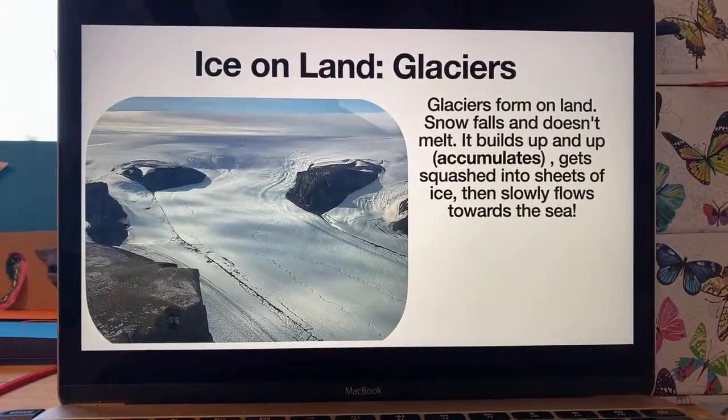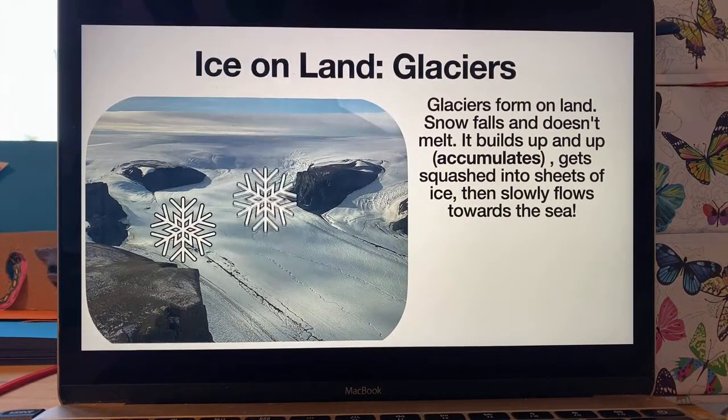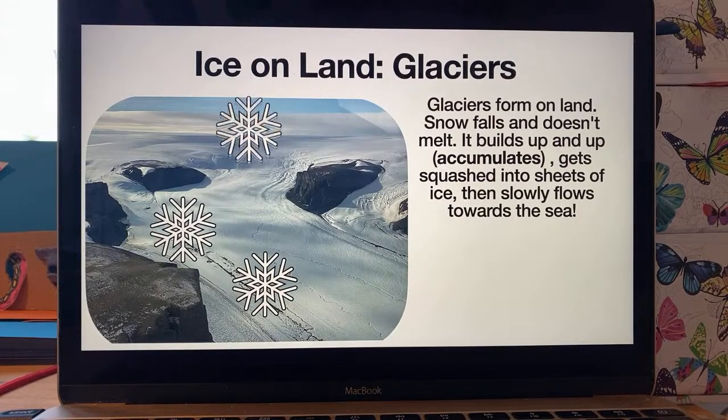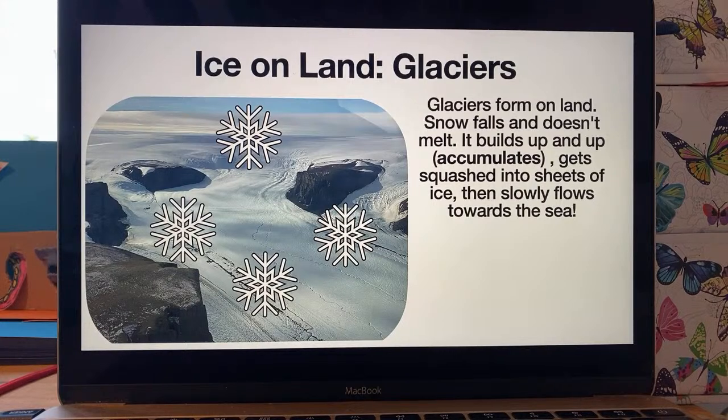Glaciers form on land. Snow falls. You ready for these amazing special effects? Boosh, boosh. Snow falling on land. Boosh. And it builds up and up and up. It accumulates and gets squashed into sheets of ice, and then it slowly flows towards the sea.